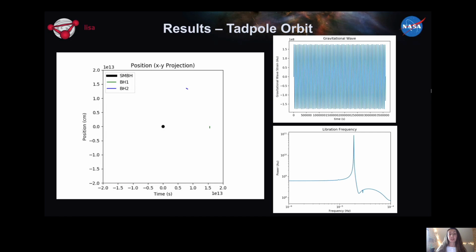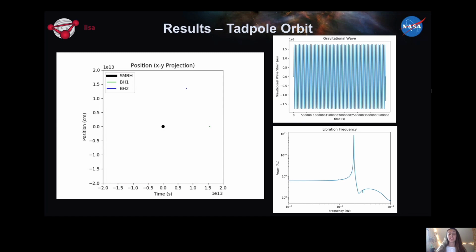As well as diverting very little from this point, we then have the two stellar mass black holes co-rotating around the supermassive black hole counterclockwise. From these dynamics, we can then calculate the gravitational waves of the system. As we can see in the top right corner, we have the gravitational wave plot, which is just about a perfect sinusoidal curve. We then take the Fourier transform of the gravitational wave to calculate the libration frequency, which is in the bottom right-hand corner.